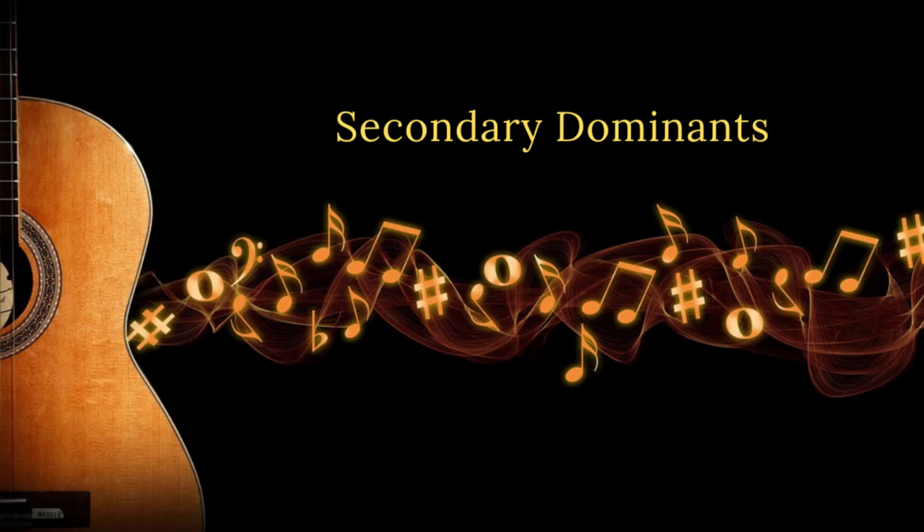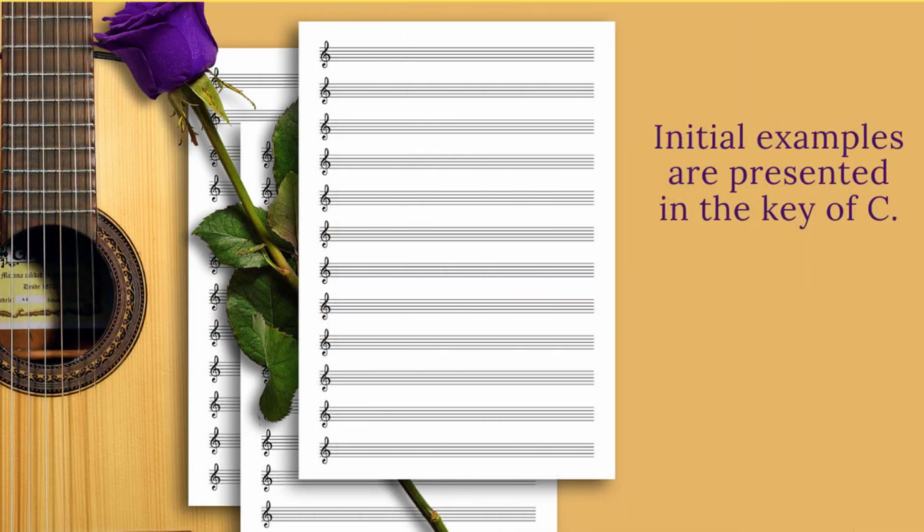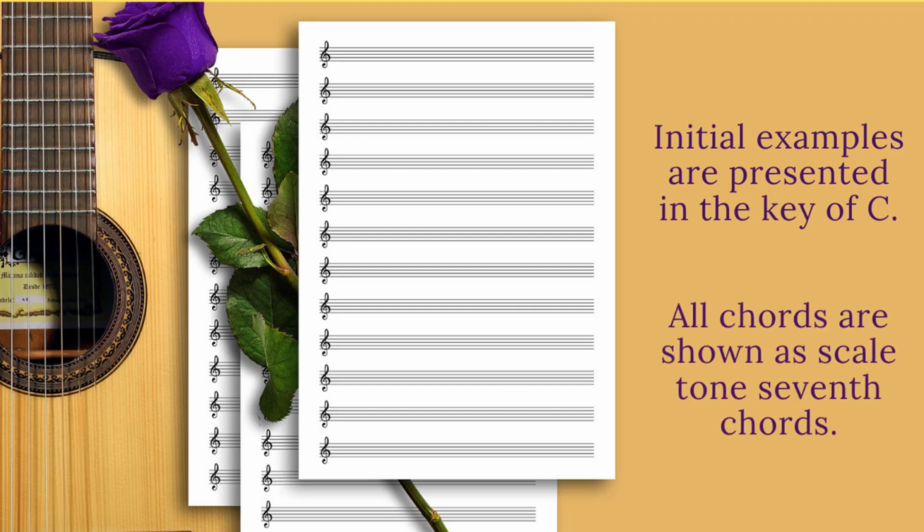Before we jump into our examples, I just want to clarify a few points. All our examples initially will be shown in the key of C. Our chords will all be shown as scale tone 7th chords, meaning they'll be 4-note chords. Like many good ideas, the concept is really quite simple.